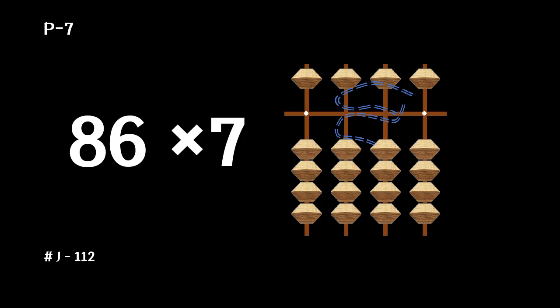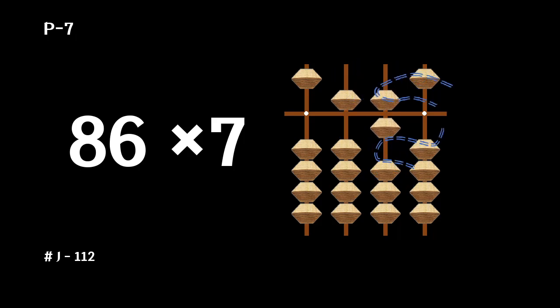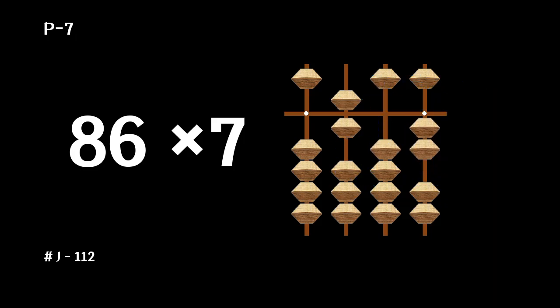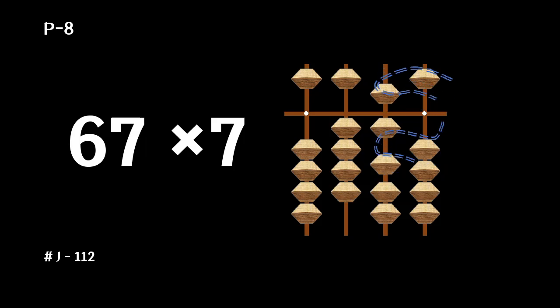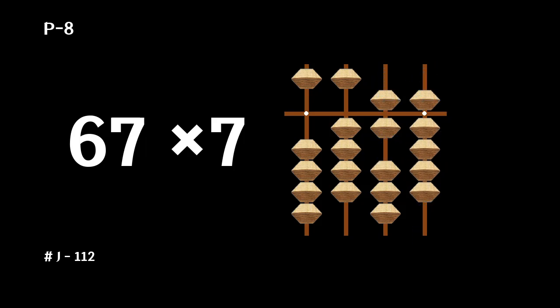8 by 7 is 56. 6 by 7 is 42. The answer is 602. 6 by 7 is 42. 7 by 7 is 49. The answer is 469.